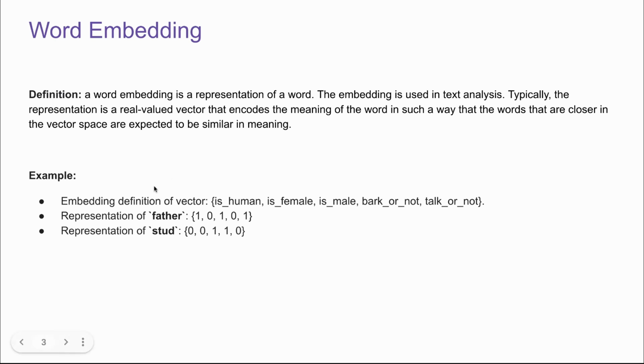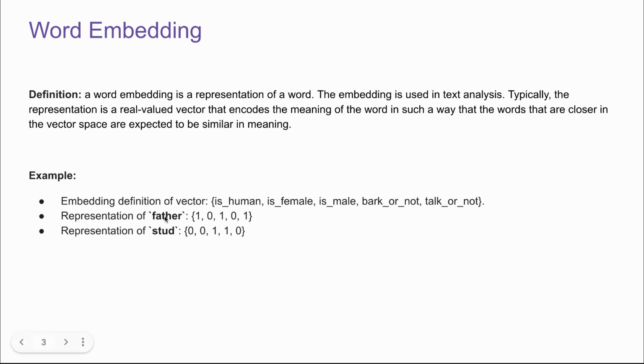Let's simplify this word embedding. Let's say in the vector there's 5 values, and each of them is 0 or 1. In reality, it usually is a score, but let's say it's 0 and 1. So it's a vector, and the first one is human, the second is female, the third one is male, and then it's bark or not, and then it's talk or not.